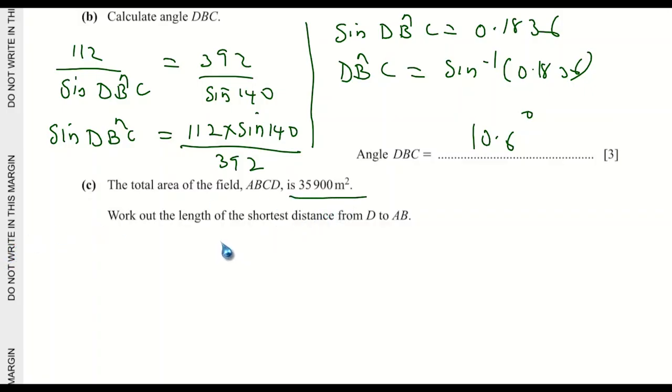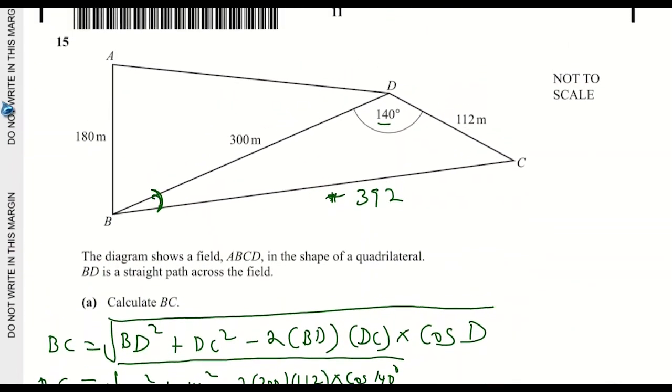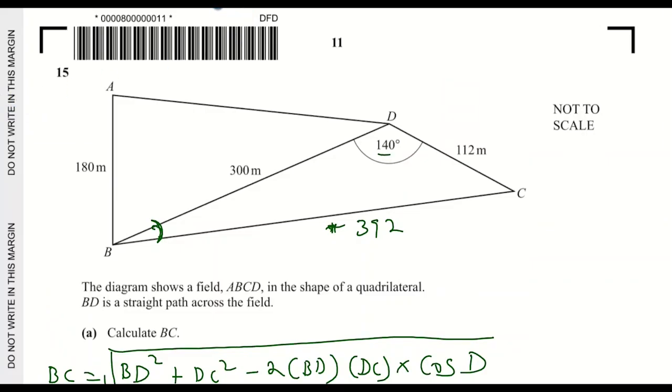Work out the length of the shortest distance D to AB. Okay, so the length of the shortest distance from D to AB is the perpendicular bisector. Okay, the perpendicular height from D to line AB here. So it's going to be a perpendicular line.